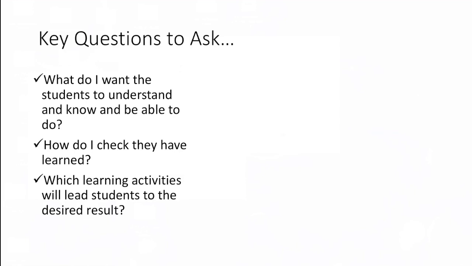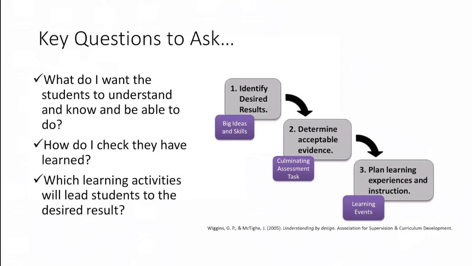So if you ask those questions, they align with the backwards design process, which tells us the first thing that we want to do is identify the desired results. And we'll talk about what those are, the big ideas and the skills. We'll discuss those here in just a moment. The next step would be to determine acceptable evidence. What is the culminating task that pulls together all of the learning that has taken place? And then lastly, to plan the learning experience and the instruction. What are the specific learning events that will help them to achieve the desired results?